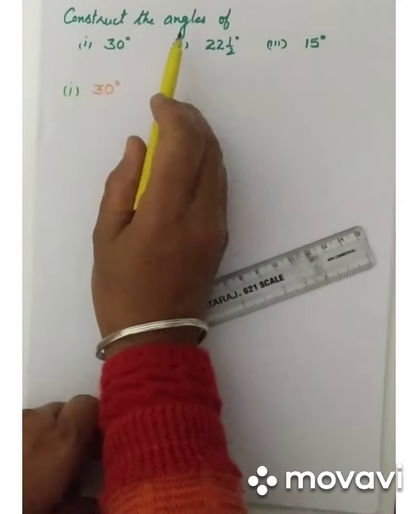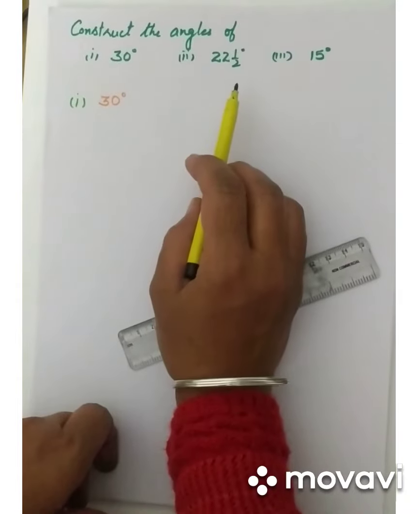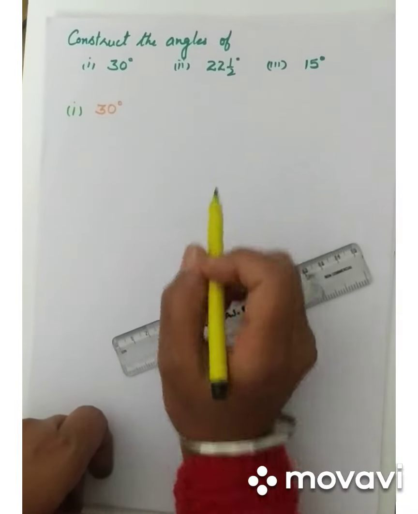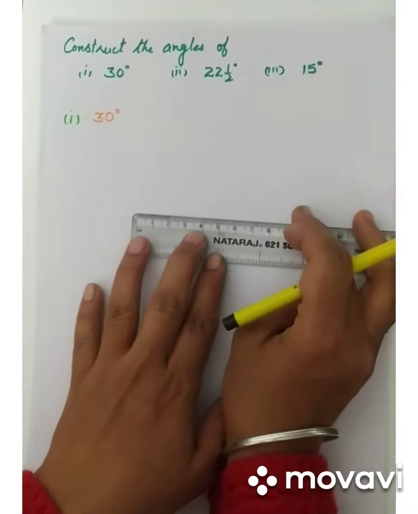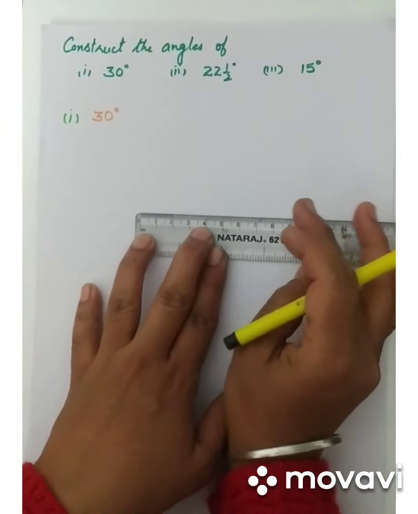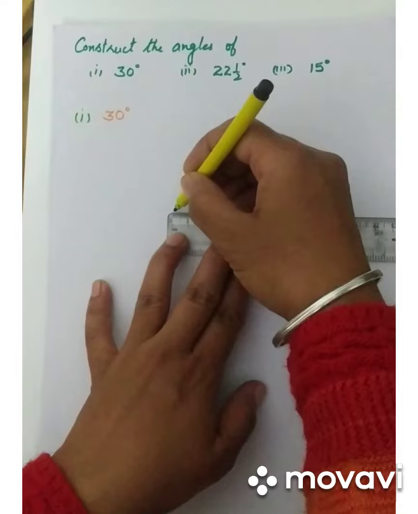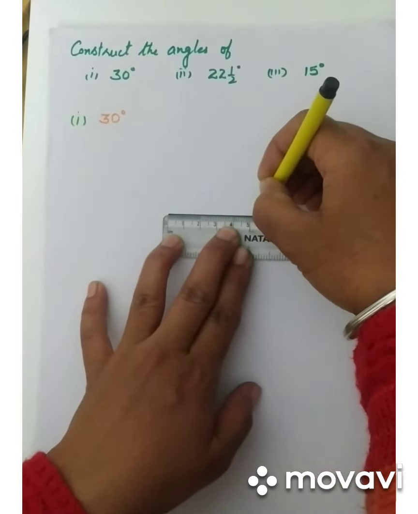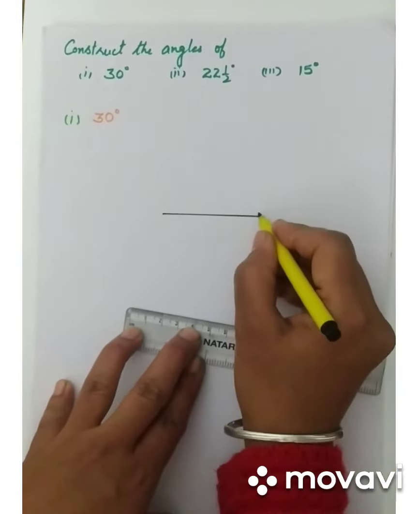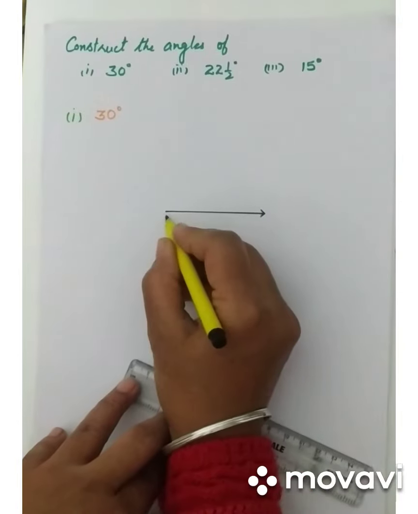Now students, let us start with the construction of the angles of 30 degree, 22.5 and 15 degree. First of all, let us start with the angle of 30 degree with the help of compass and scale. First of all, we have to draw a ray. Let us name it as OB.